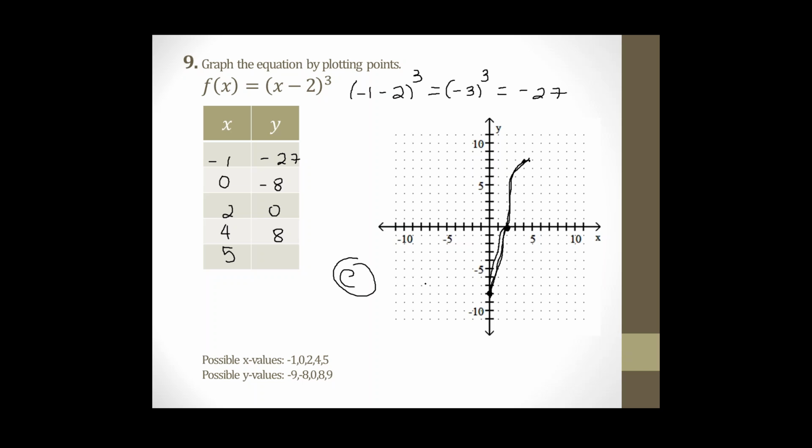Okay, so let's see. We got here 0, negative 8, right? We have here 2, 0, and we have 4, 8, right? Definite match.